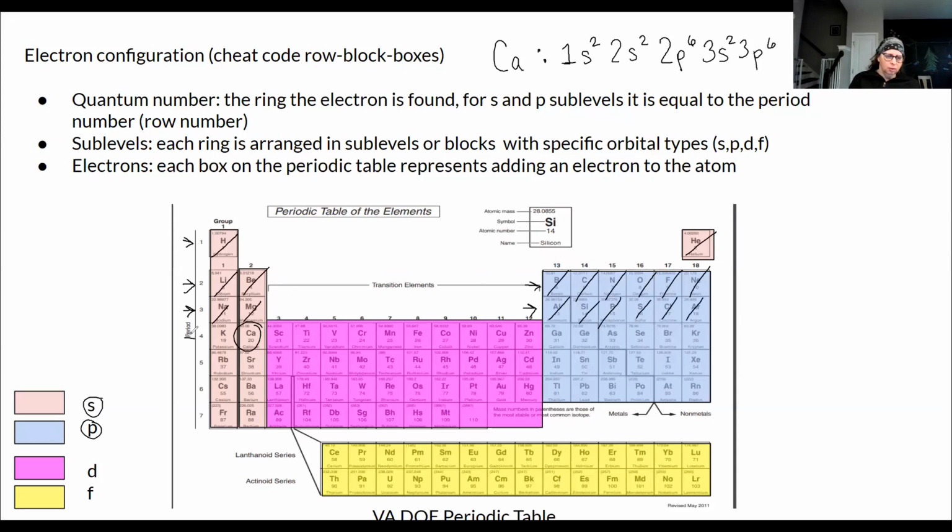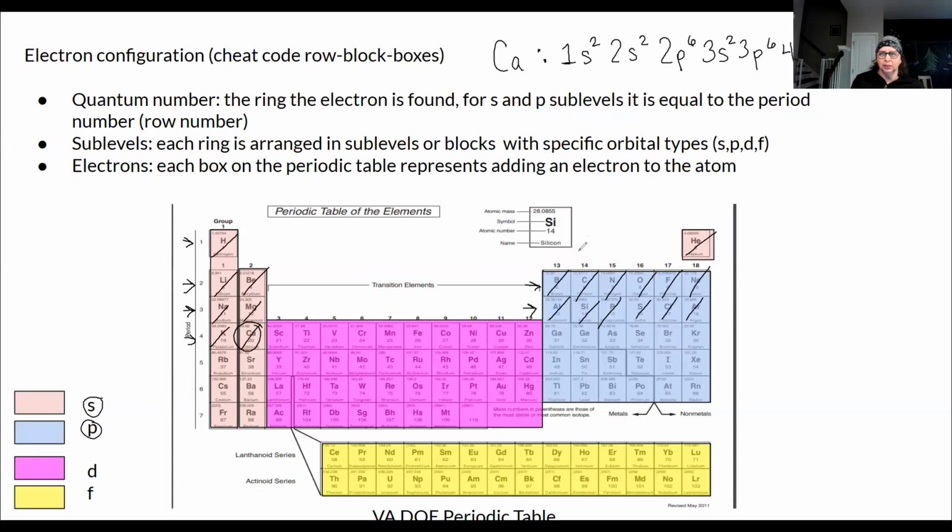Row 4, block S. Make sure you count the electron that we're on. So 1, 2. You count your stopping place. You count your target. So calcium has a ground state electron configuration of 1s2, 2s2, 2p6, 3s2, 3p6, 4s2.